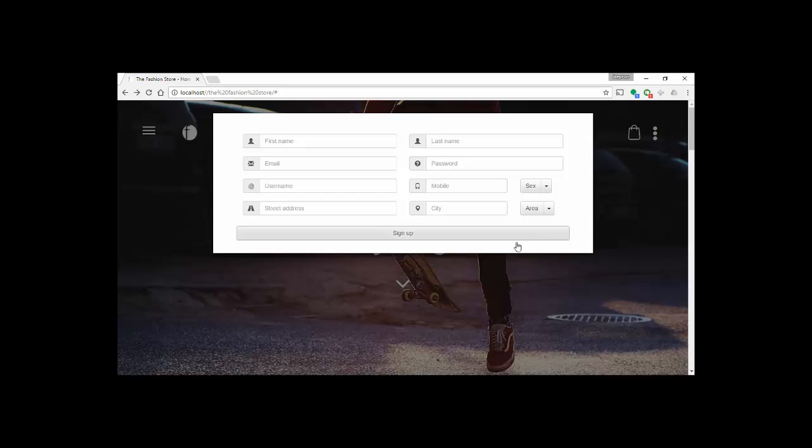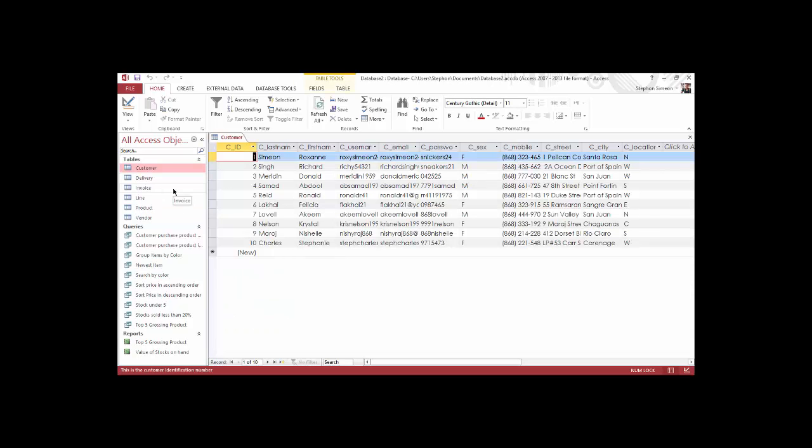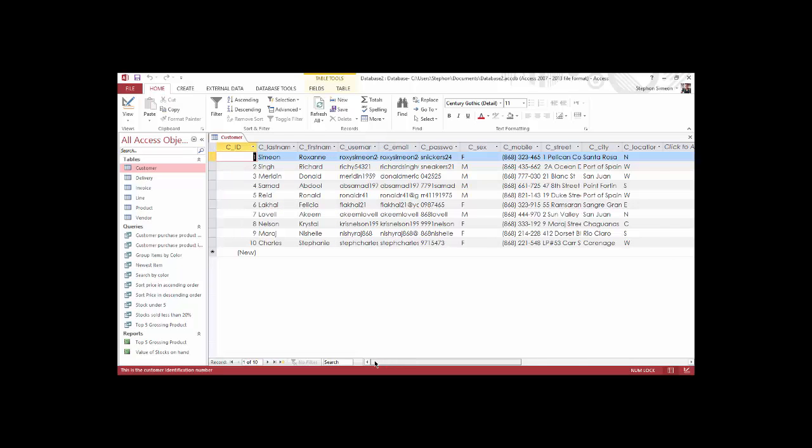Moving on, I would just like to show the actual database itself. So in this database currently there are 6 entities. A customer table where it captures the customer ID, last name, first name, username, email, password, sex, mobile, their street address, which city they're from, and their location, like east, west, north, or south, for delivery purposes.